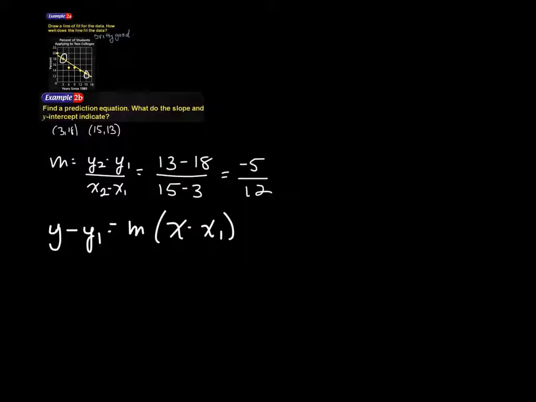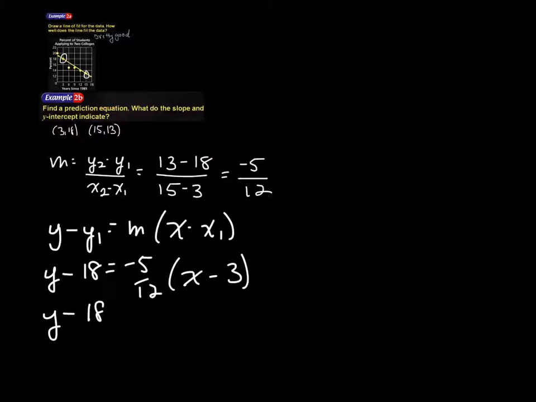I can use my point-slope form now. So I have y minus the y part of my point. I'm just going to use the first one. Why not? Equals the slope that we found times x minus the x part of our point. Distribute that beautiful fraction. Negative times negative is a positive. The 3 and the 12 would cancel out, so it'd be 5/4. And then we're going to add 18 to both sides.